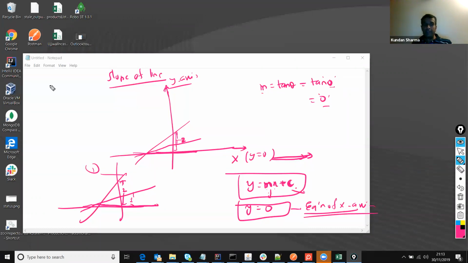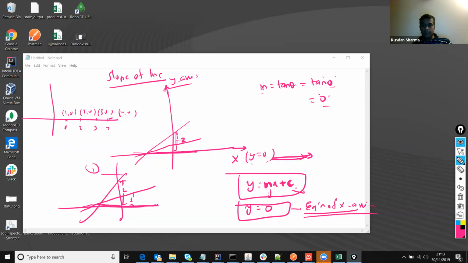Otherwise also, if you notice here, which coordinate always remains 0? On the x-axis, the y coordinate will always be 0, right? Doesn't matter which point you choose. If you choose this point, its coordinate will be (1, 0). This point, (2, 0). This point, (3, 0). This point, (4, 0). That means the y coordinate is always going to be 0 on the x-axis. So the equation of x-axis is going to be y is equal to 0. Is it clear? Yes.